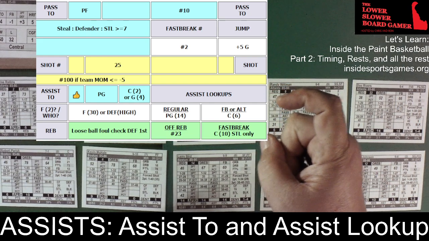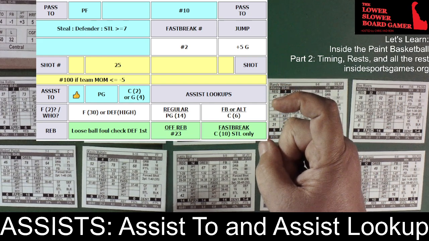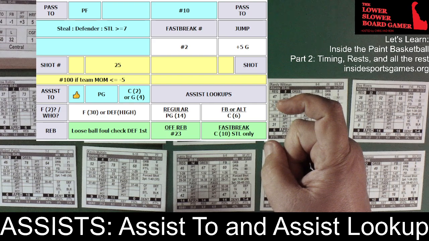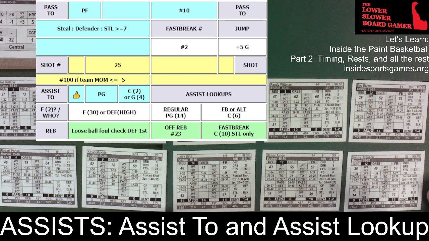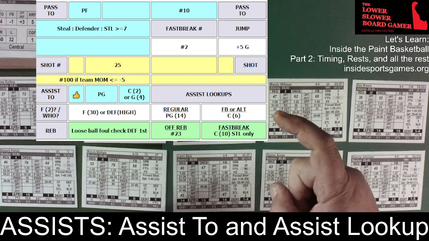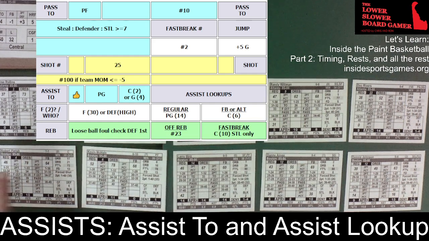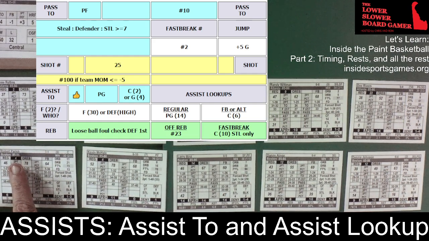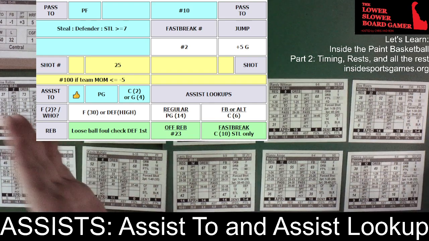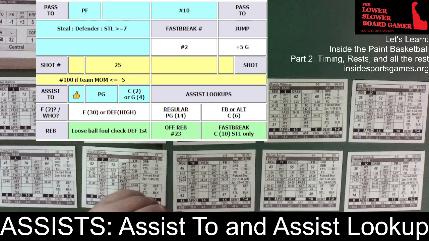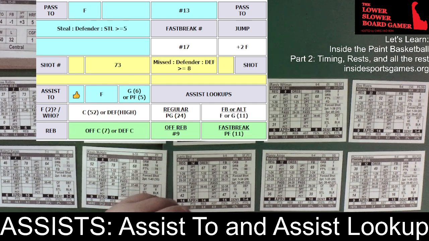We're going to look here. Look at the left one first. Regular is going to be point guard 14. Well, he can't do it himself. So the alternate would be the center if he has a 6 or more. He does not. Robert Parrish only has a 4 for his assist rating, so there's no assist credited to this basket. Let's go ahead and flip one more just so you can see there.